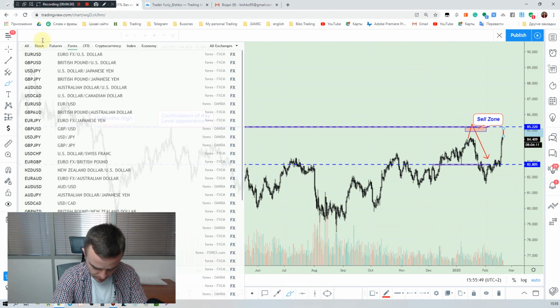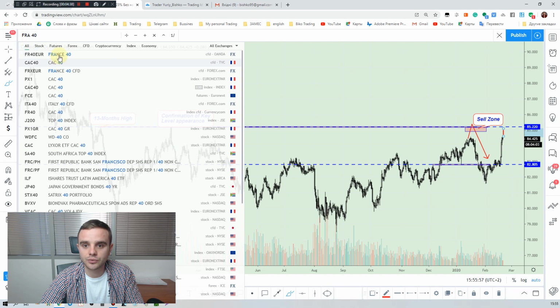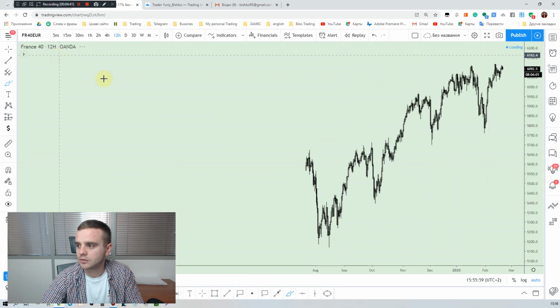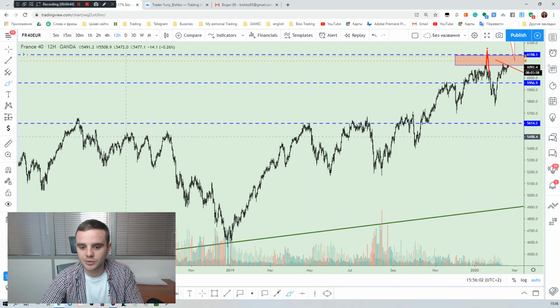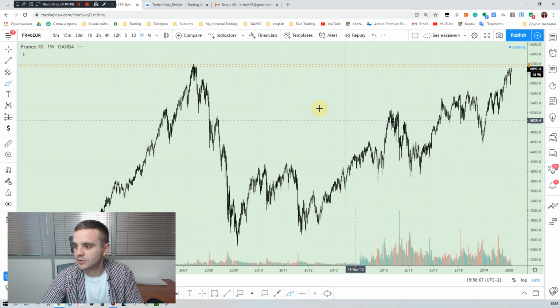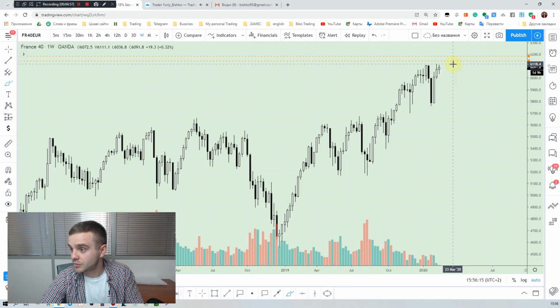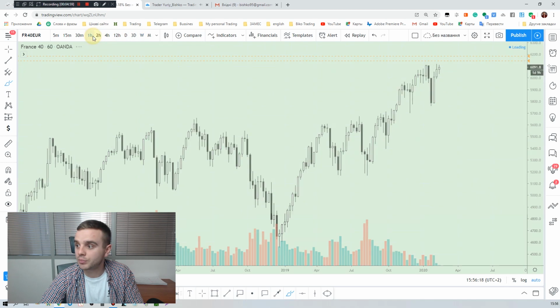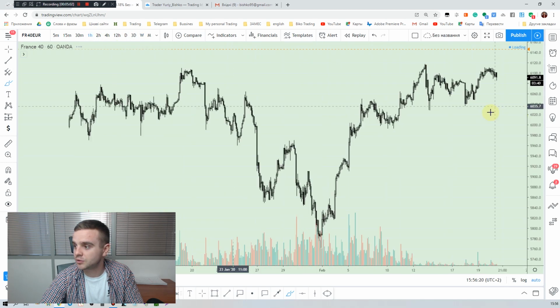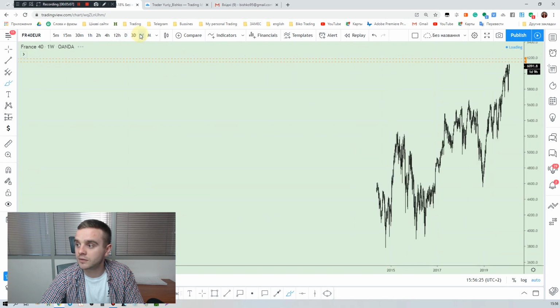Another instrument which I would like to trade is the French 40 index. About this index, why it's important to use it: because the price is close to a high of 2017. Also, as you see, I have 2 alerts here. Why? Because if the price hits it, I will have time to prepare. If there is a false breakout, I will have time to open an entry. That's an example of how I set alerts and how I identify where to set an alert.